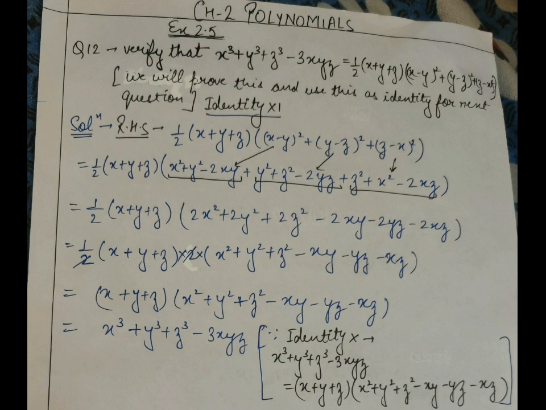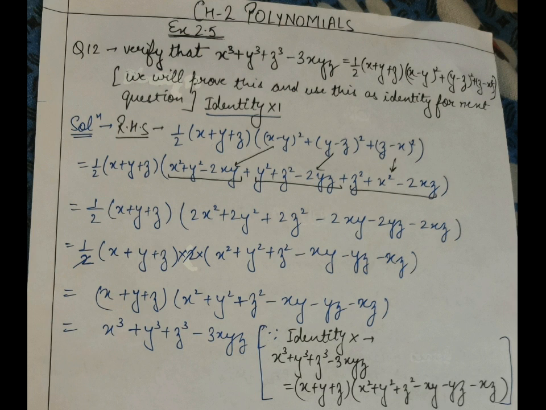Now in the next step we will write half into x plus y plus z as it is. In our second bracket we will combine x square with x square, as these both are like terms here, so we can add them and we'll get 2x square. Similarly y square will be added to y square, z square will be added to z square, and the rest of it can be written as it is. So we'll get 2x square plus 2y square plus 2z square minus 2xy minus 2yz minus 2xz in our second bracket.